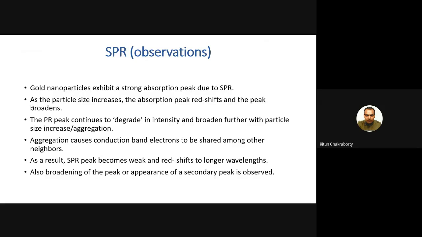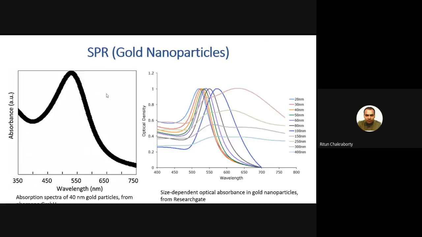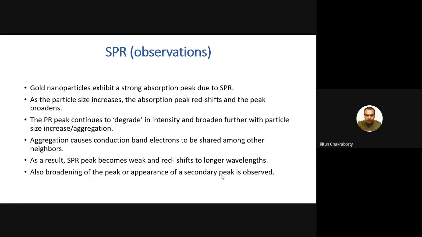Then, as the particle size increases, the absorption peak redshifts and the peak broadens. Redshift means shifting from lower wavelength to higher, longer wavelength, or shorter to longer wavelength. First it is 20, then 30, then 40. So as you are increasing particle size, as we have discussed already, the peaks are moving from left to right. Left to right means the absorption wavelengths are increasing from a lower value to a higher value, and that is called redshift.